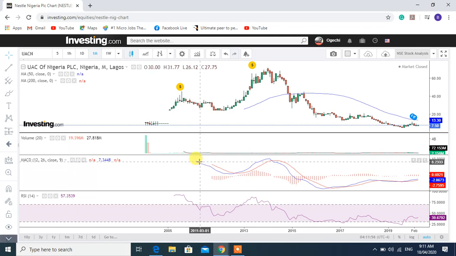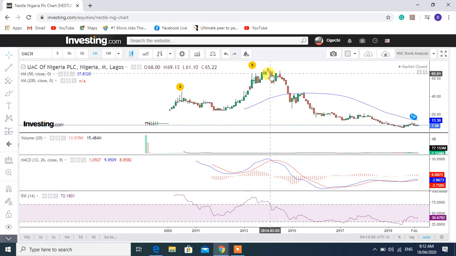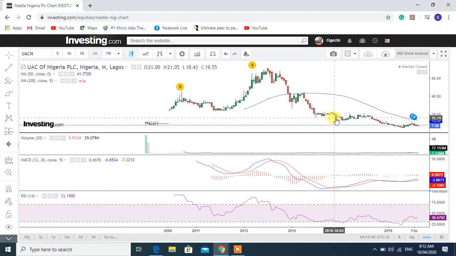Now you will see that when the MACD line is below the signal line here, that actually indicates that the market is bearish. Then at the point where the MACD line crossed the signal line, which is the blue line, you see how UACN went from 25, 26, 27 to a peak of 70, 72. That's more than 100%. And you could see how it crossed over to the downside, also indicating a potential fall from 64, and the market followed suit from 64 to a low of around 15.